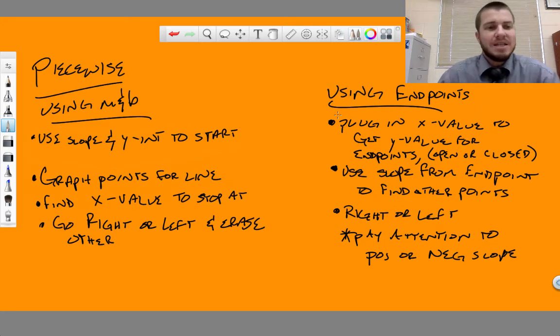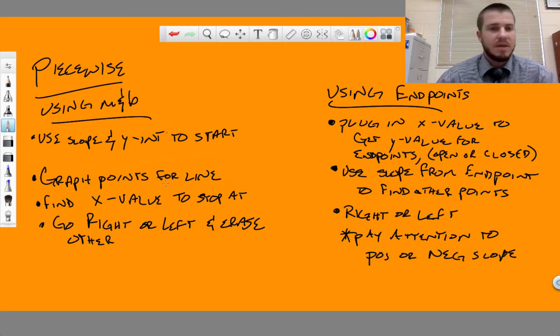For piecewise, there's two different ways I did it. If you're using the m and b, you use the slope and the y-intercept to start. Graph the points for the line. Find the x value that it stops at from that domain, x is greater than or x is less than, and go to the right or the left from that x value, that x point, and then erase the other half of it. I tried to put these directions as best as I could.